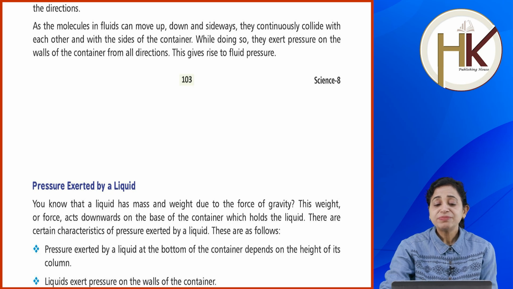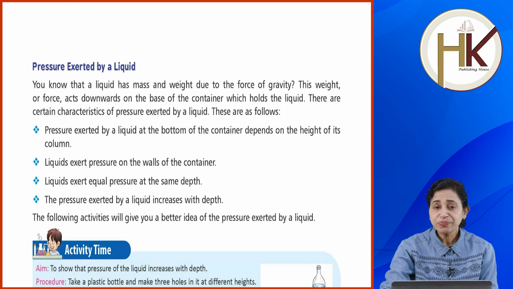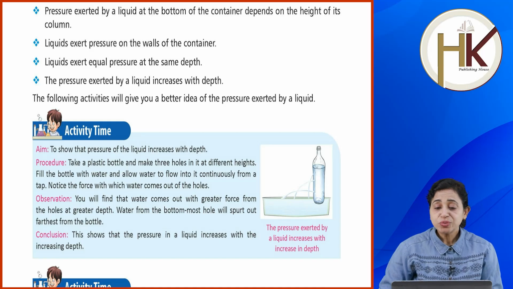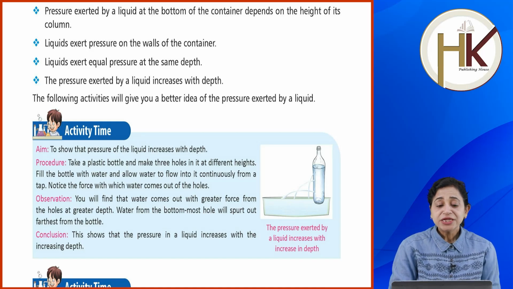Pressure exerted by a liquid. You know that a liquid has mass and weight due to the force of gravity. This weight or force acts downwards on the base of the container which holds the liquid. There are certain characteristics of pressure exerted by a liquid, and these are as follows. Pressure exerted by liquid at the bottom of the container depends on the height of its column. Liquid exerts pressure on the walls of the container. Liquid exerts equal pressure at the same depth. The pressure exerted by liquid increases with depth.